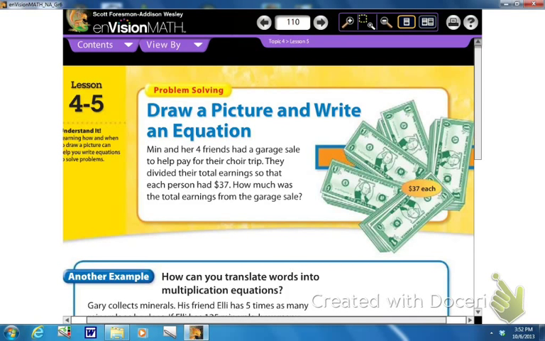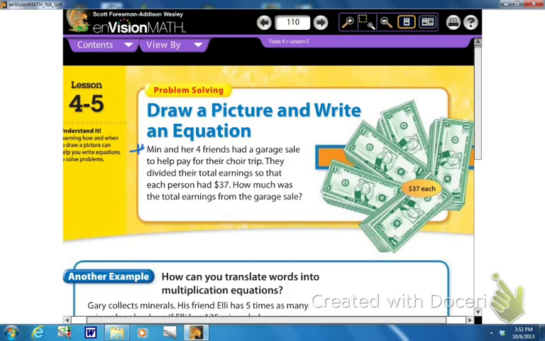Okay, today we're looking at lesson 4-5 on page 110. Draw a picture and write an equation. This is similar to 4-3 where we drew a picture and wrote an equation for addition and subtraction problems. So we're doing the same thing this time for multiplication and division problems. So we're using those same strips again today to show our problem and then to use to write an equation.